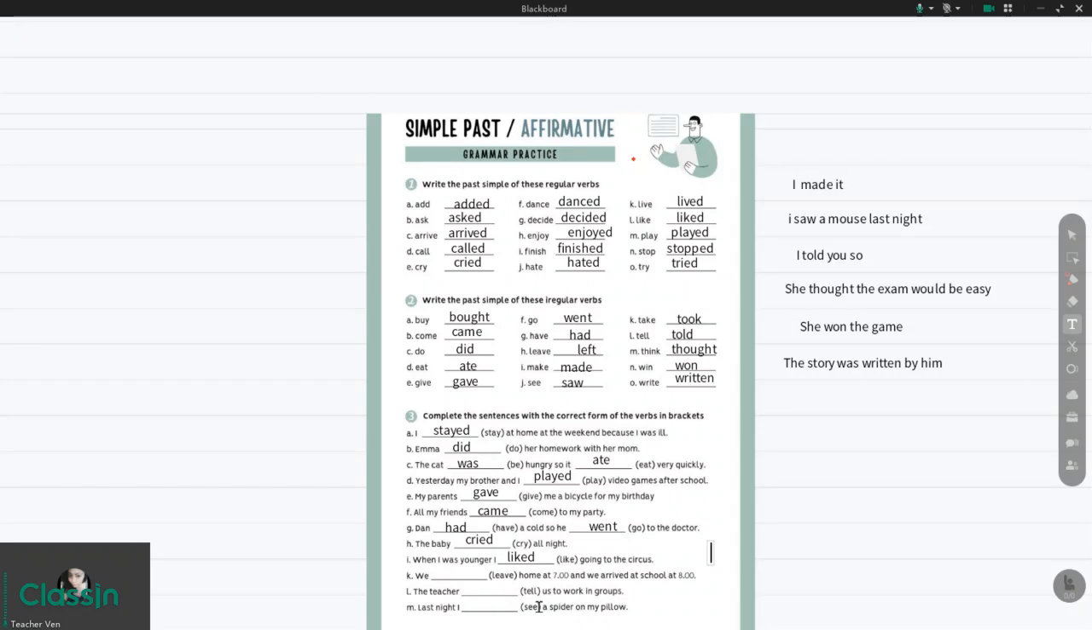Okay. Again, let's repeat. When I was younger, I liked going to the circus. Okay, so maybe he meant when he was younger, he liked going to the circus, but now that he's older, he doesn't like going to the circus anymore, right? So that's the difference. Okay, for our next sentence, letter K, we blank leave home at 7 o'clock and we arrived at school at 8 o'clock.